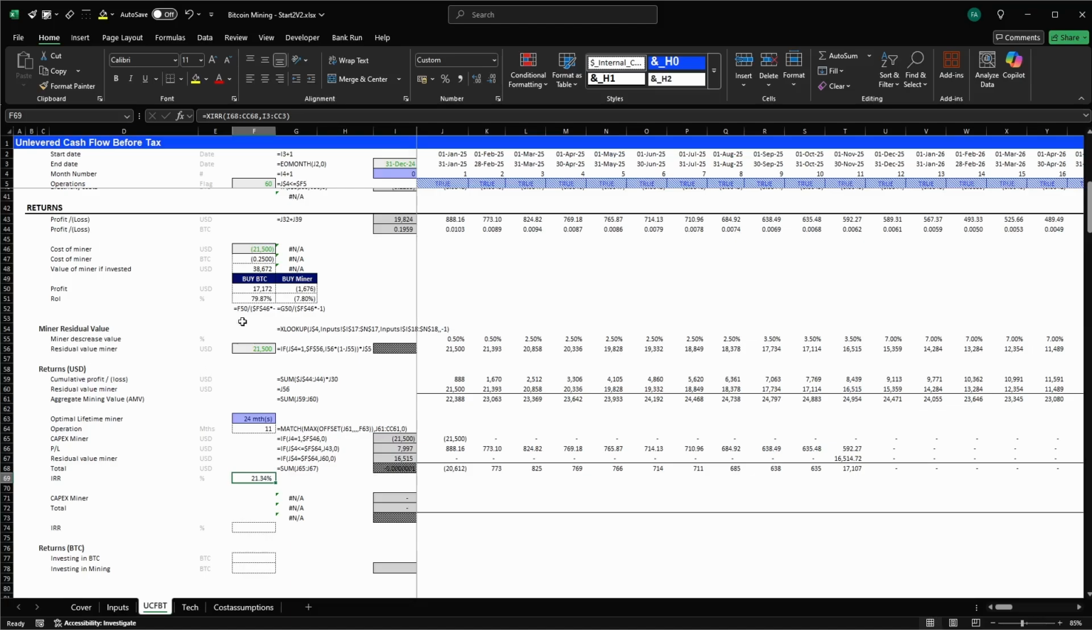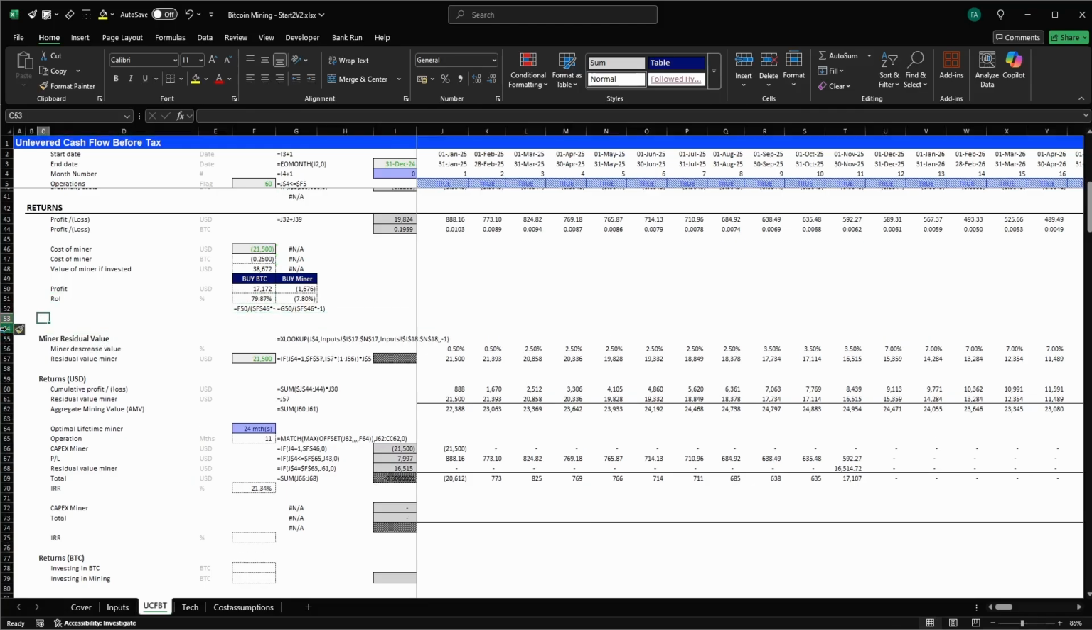My question to you is, is it still worth doing? We have 79% against 21%. What do you think? Well, actually, we're not comparing apples to apples, because here we have IRR and here we have ROI, which are two different things, okay?